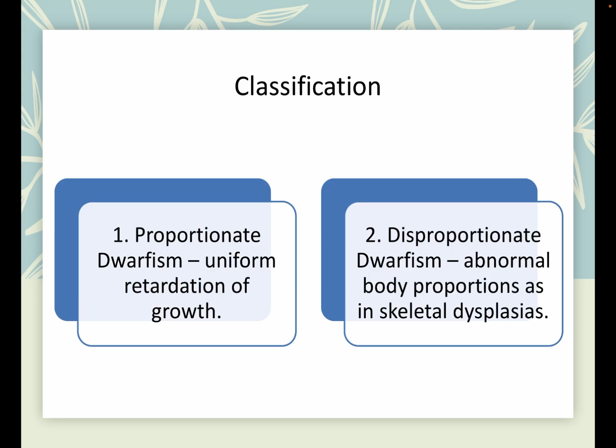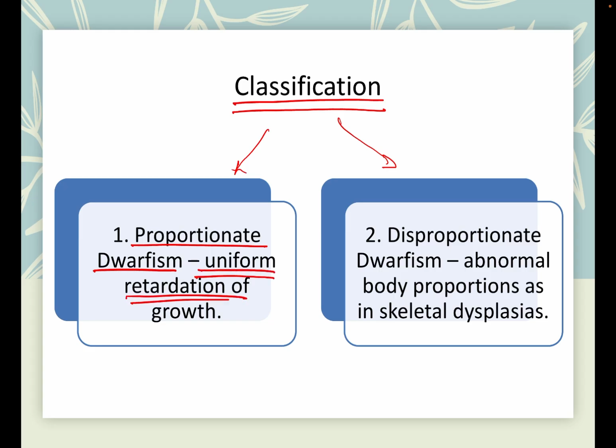Now, how is short stature classified? Short stature is classified into proportionate dwarfism and disproportionate dwarfism. Today we will discuss in detail proportionate dwarfism. In proportionate dwarfism, there will be uniform retardation of growth, whereas in disproportionate dwarfism, abnormal body proportions will be seen, usually in skeletal dysplasias.